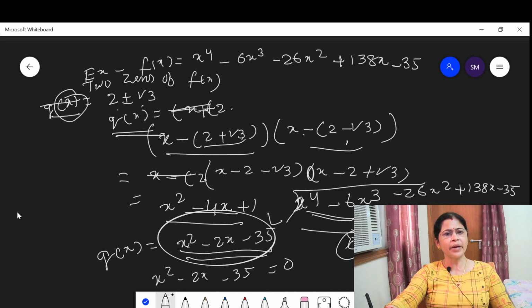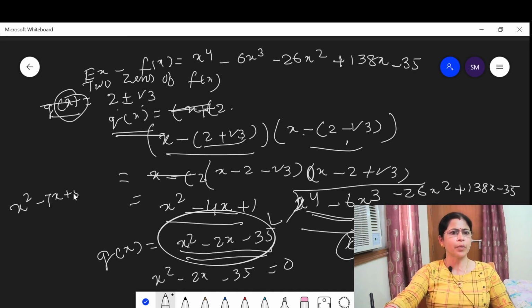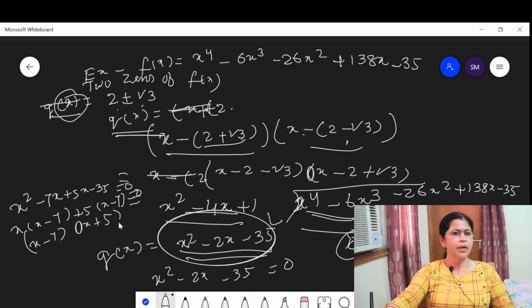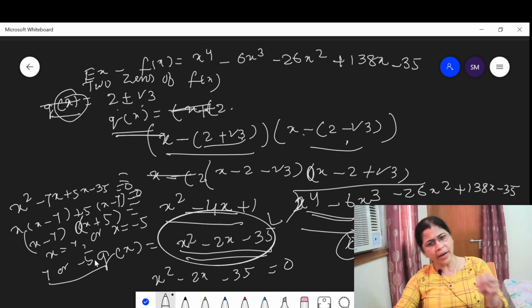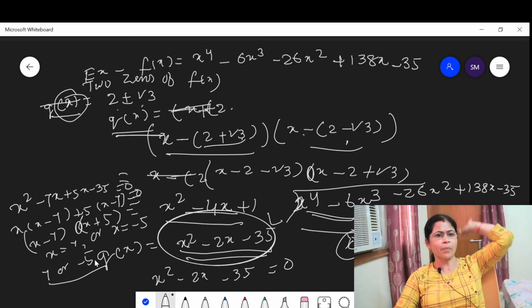Then use middle term factorization. We get x square minus 7x plus 5x minus 35 is equal to 0. x into x minus 7 plus 5 into x minus 7 is equal to 0. Here x minus 7 into x plus 5 is equal to 0. This shows that x equal to 7 or x equal to minus 5. Here 7 and minus 5 are the other two zeros of the polynomial f(x).